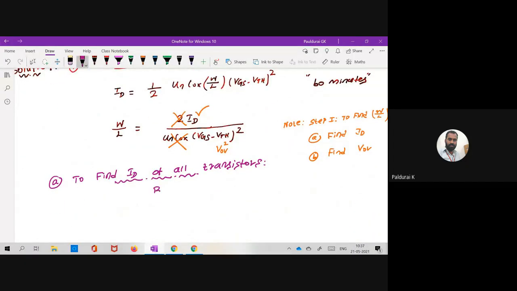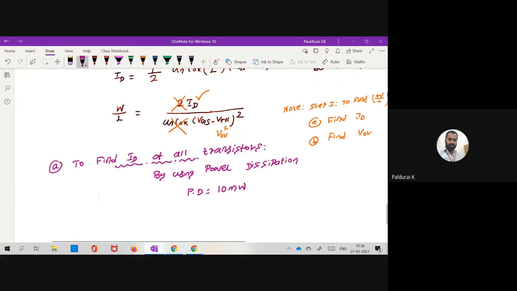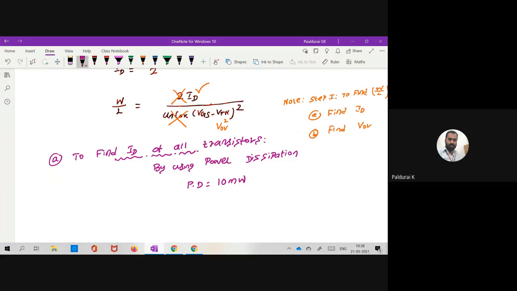இது எதுல இருந்து கண்டுபிடிக்கலாம் அப்படின்னா by using power dissipation. அதுக்கு தான் power dissipation கொடுத்துருக்குறாங்க. Power dissipation யூஸ் பண்ணி என்ன பண்ணலாம்னா இந்த ID-யை கண்டுபிடிக்கலாம். What is power dissipation? It is given as 10 milliwatt. ஓகே, 10 milliwatt. What is power-க்கு formula?